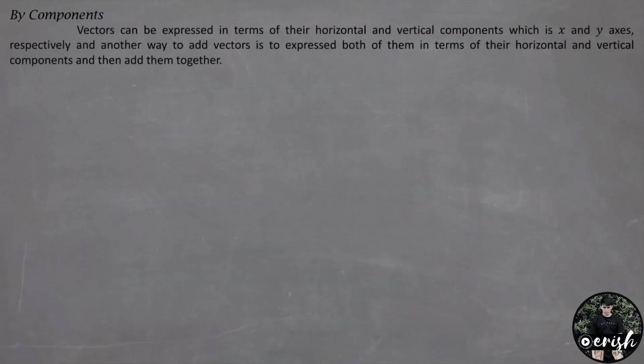Vectors can be expressed in terms of their horizontal and vertical components, which is x and y axis respectively, and another way to add vectors is to express both of them in terms of their horizontal and vertical components, then add them together. To find the resultant using the components, gagamitan natin ng Pythagorean theorem.